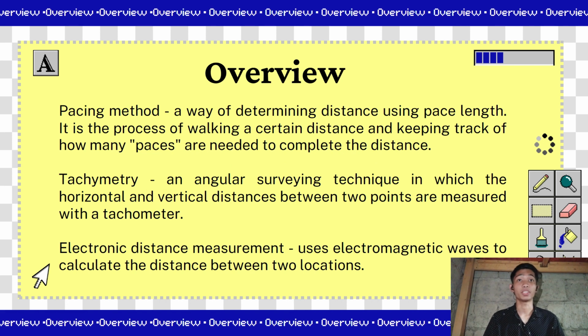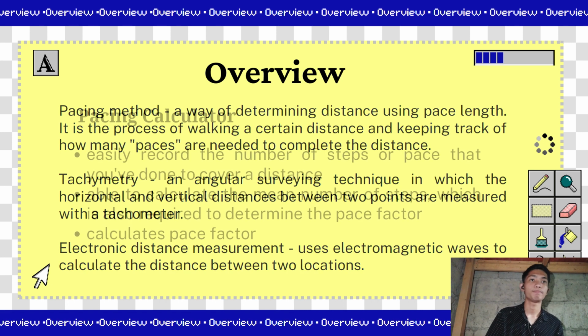For the pacing method, it is a way of determining distance using pace length. It is the process of walking a certain distance and keeping track of how many paces are needed to complete the distance. For tachymetry, it is an angular surveying technique in which the horizontal and vertical distances between 2 points are measured with a tachometer. Electronic distance measurement, on the other hand, uses electromagnetic waves to calculate the distance between two locations.